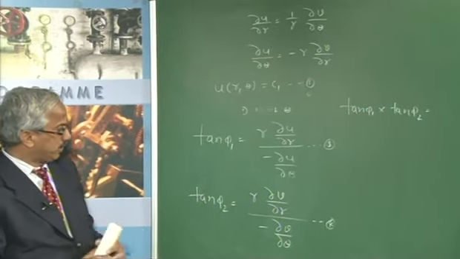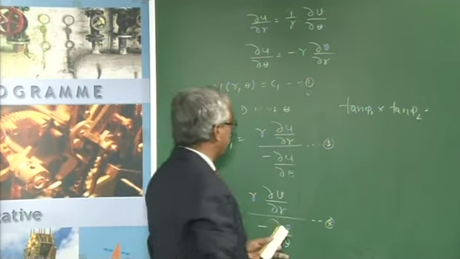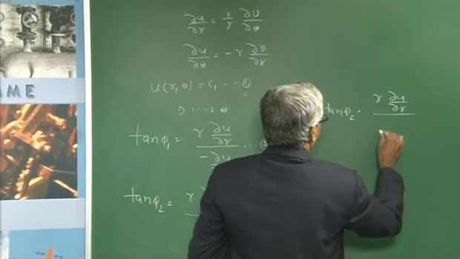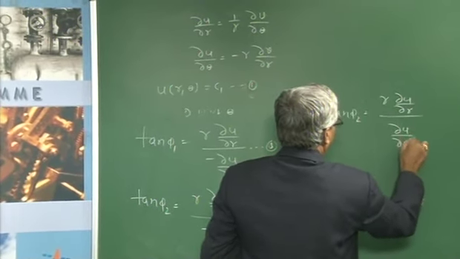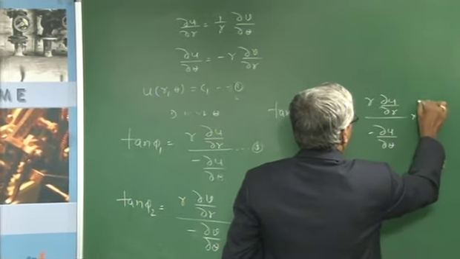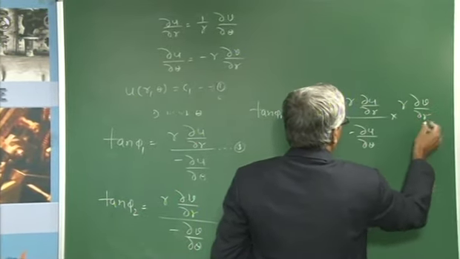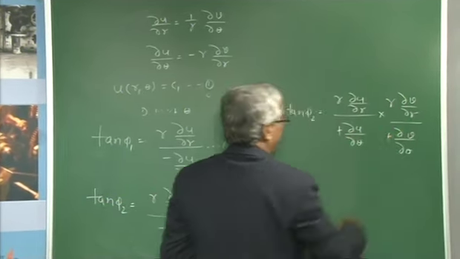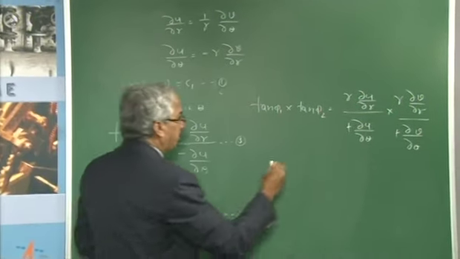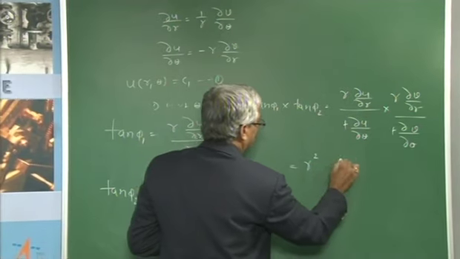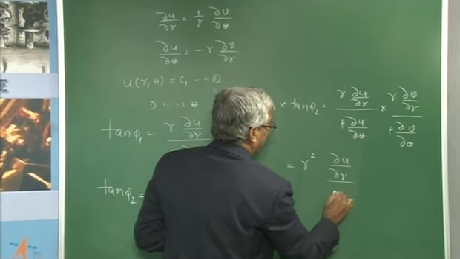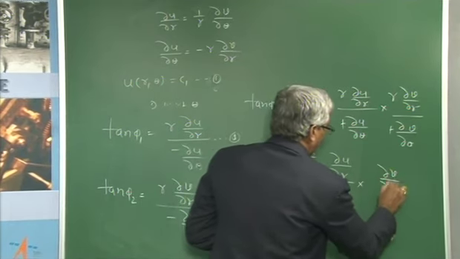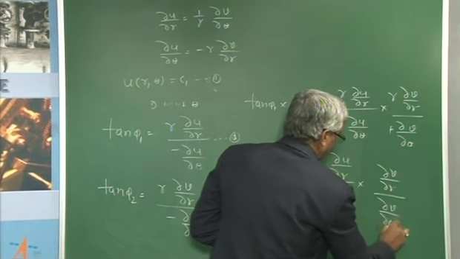So, tan phi 1 into tan phi 2 means this minus and this minus will become plus, and then I can get that r into ∂u/∂r divided by ∂u/∂θ, that is minus, if you want you can write r into ∂v/∂r divided by ∂v/∂θ, minus, this minus and minus will become plus. So, therefore, this gives r square into ∂u/∂r divided by ∂u/∂θ into ∂v/∂r divided by ∂v/∂θ.